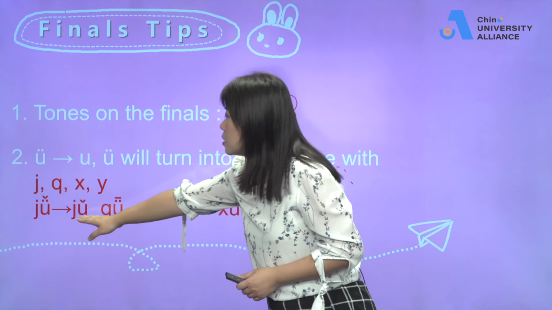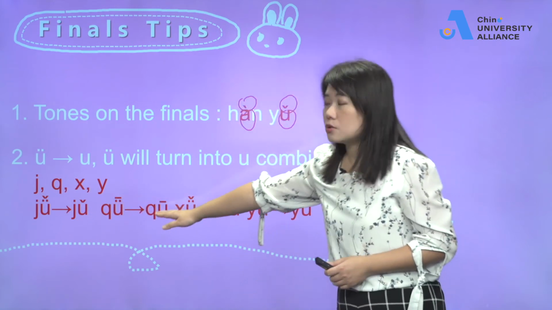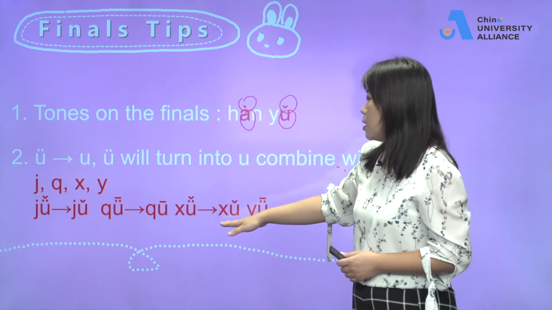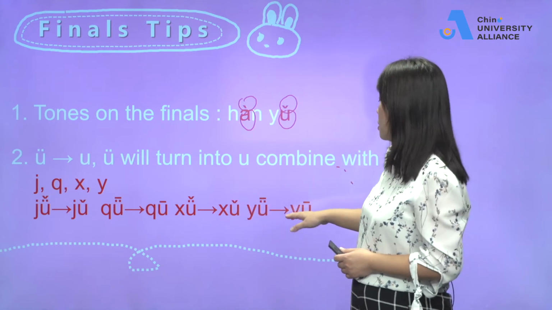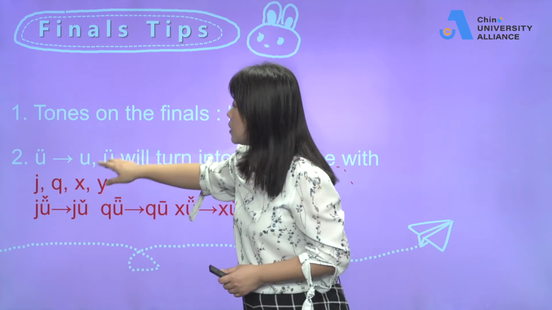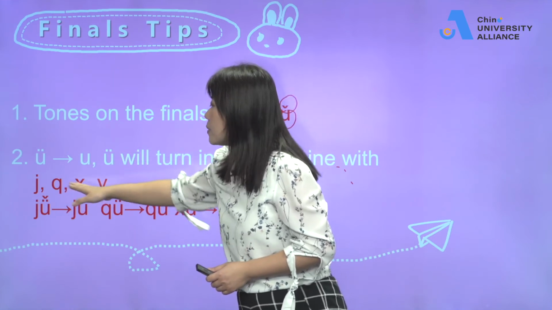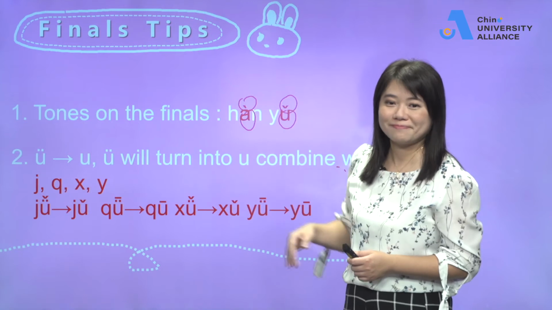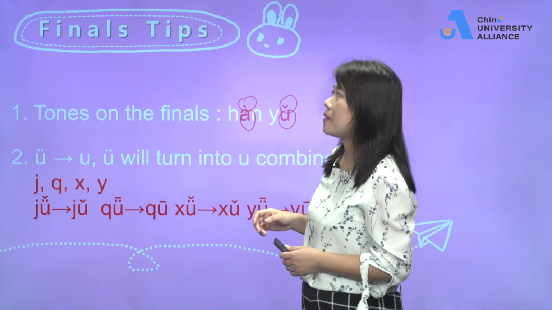We'll turn off Ju, Qu, Xu, Yu. We can see that all the two points of U will be taken off if they come across these four initials. That's the little tips we need to know about the finals.